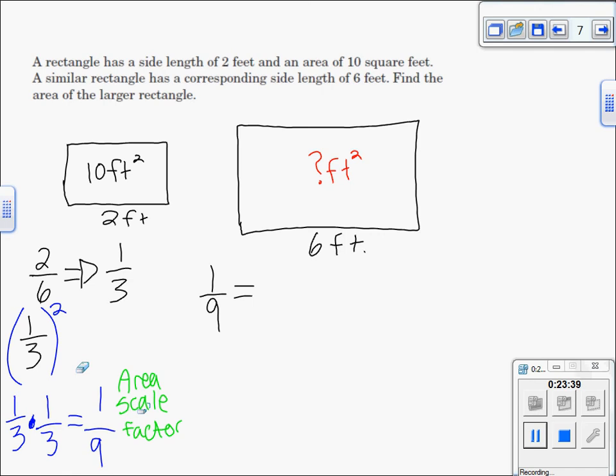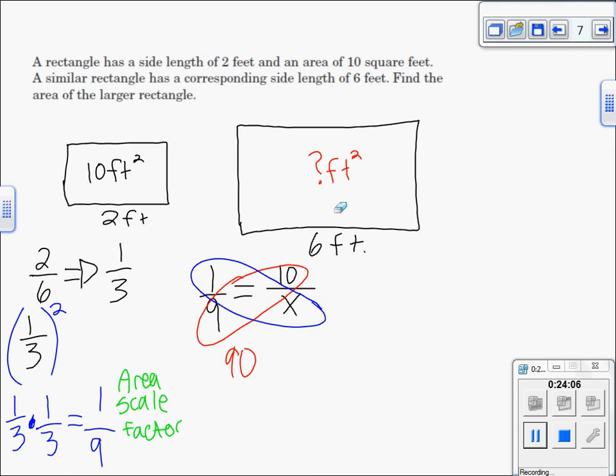equals, if you need help getting to this point and now you think you can solve it, press pause and see if you can solve it from here. So you've got 1 over 9 as your area scale factor. We did little over big. So on the other side, we're going to do little over big. So area of the little over area of the big. Well, we know the area of the little. It's 10 square feet. We do not know the area of the big. So that's your proportion. This proportion is going to model how to find the area of the missing larger rectangle.